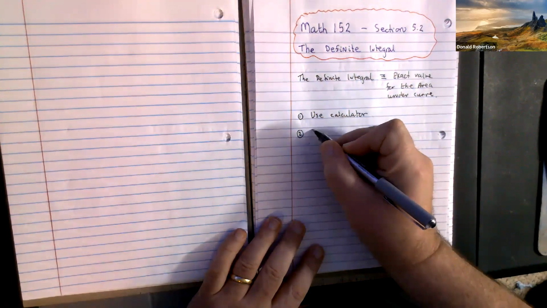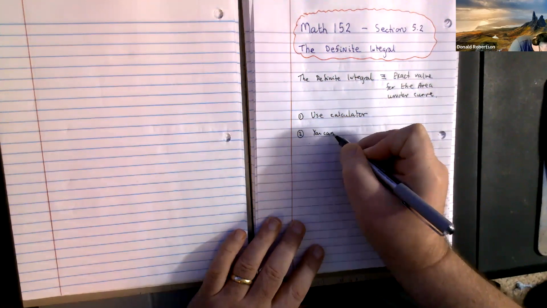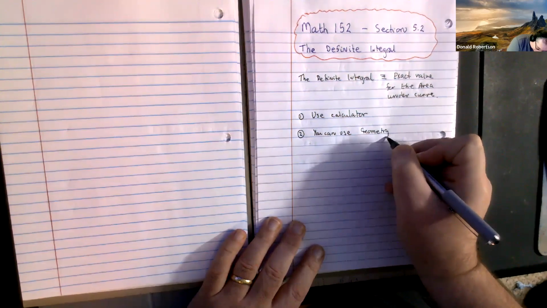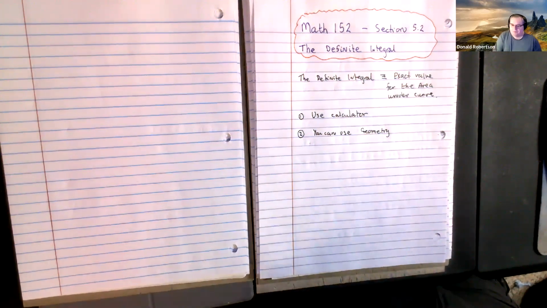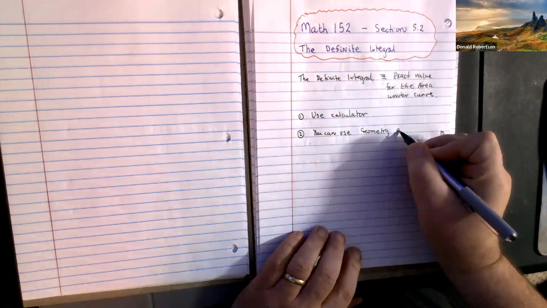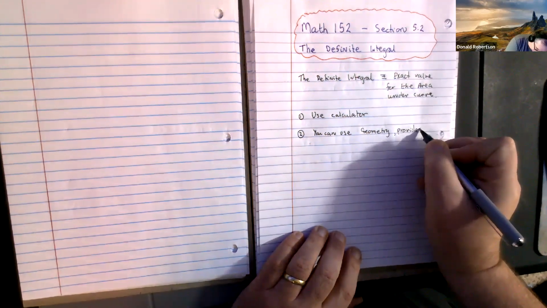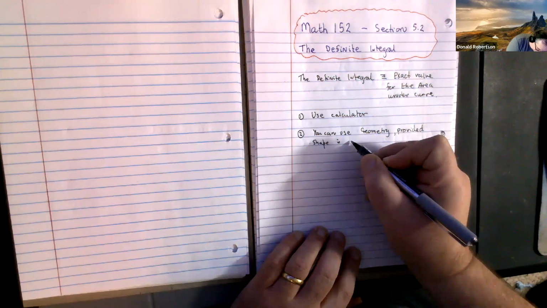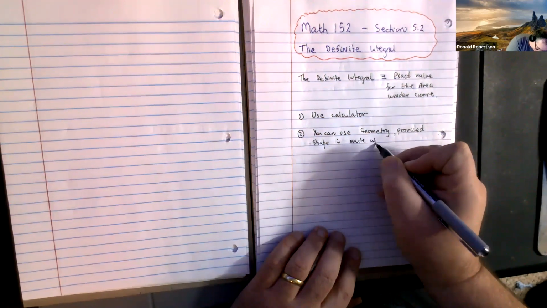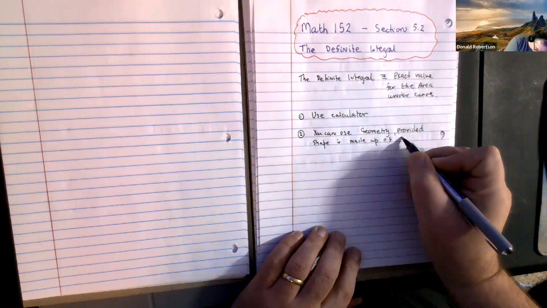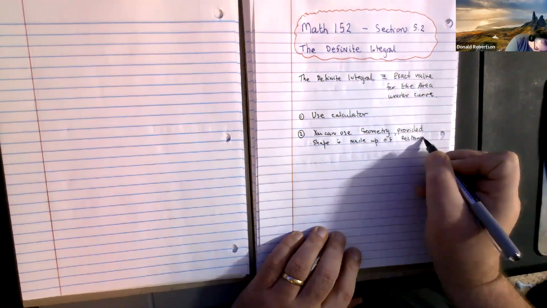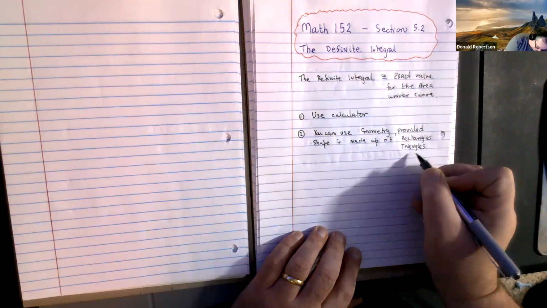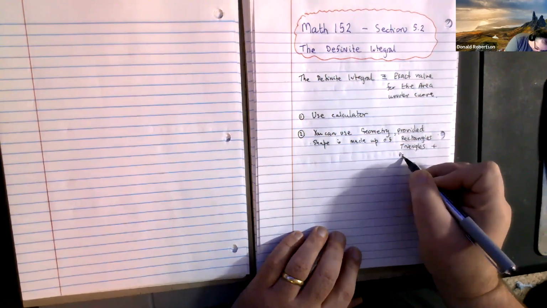One is you can use geometry. You can find the exact area under a curve using geometry, provided that the shape that you're trying to find the area under the curve is made up of rectangles, triangles, and parts of circles.